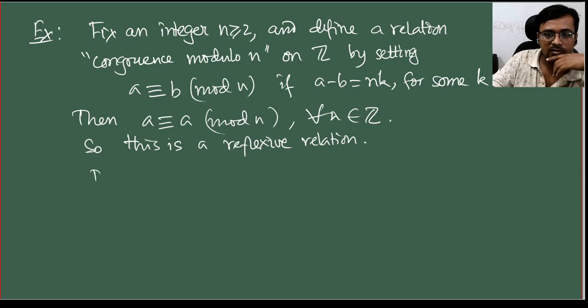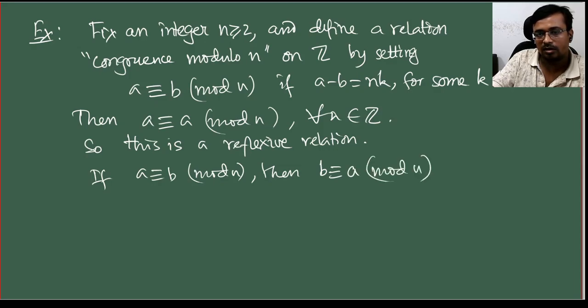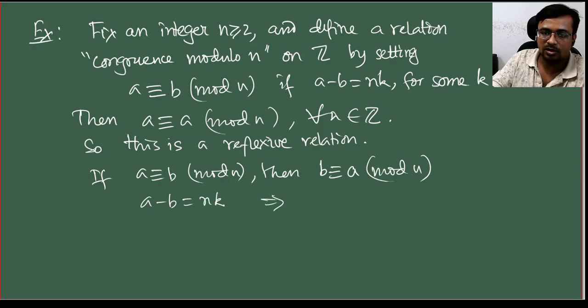So note that if a is congruent to b mod n, then b is congruent to a mod n, right? Because this means what? This means that a minus b equals nk for some k. So this implies that b minus a equals n times minus k. So minus k is also an integer because k is an integer. So therefore b is congruent to a mod n. So this relation is symmetric.